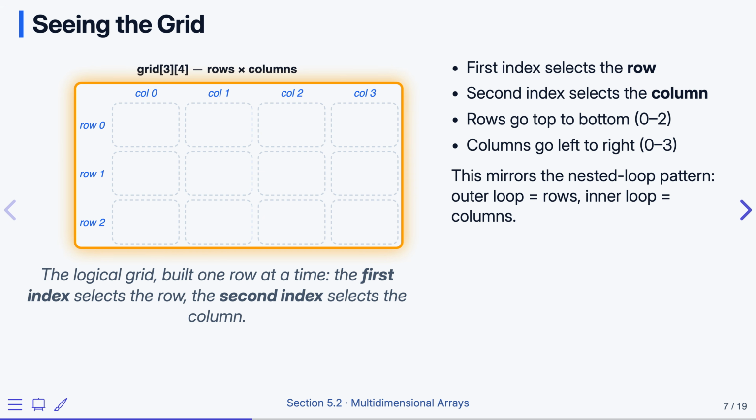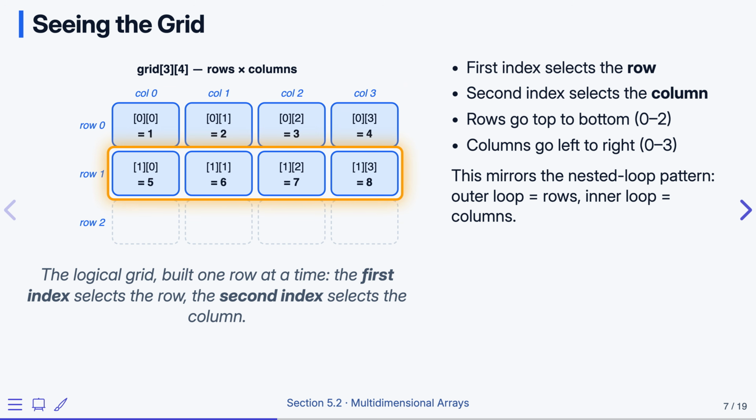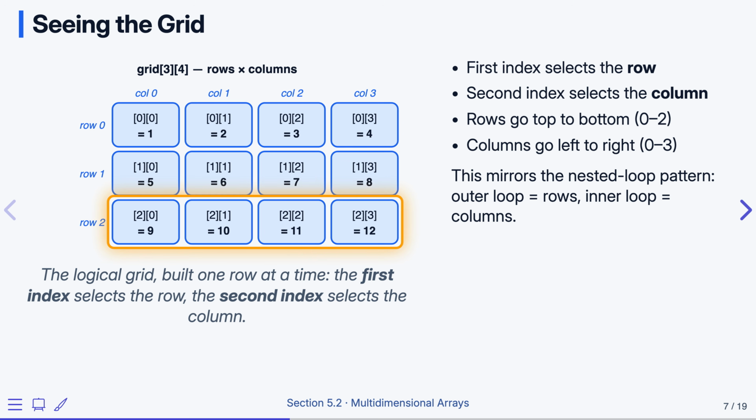This is the logical grid. Columns go left to right, 0, 1, 2, 3. Rows go top to bottom, 0, 1, 2. We will build it one row at a time. Row 0, 4 cells. grid[0][0] is 1, grid[0][1] is 2, grid[0][2] is 3, grid[0][3] is 4. Row 1 right below it. grid[1][0] is 5, up to grid[1][3] is 8. Row 2. grid[2][0] is 9, up to grid[2][3] is 12. The first index picks the row. The second index picks the column.